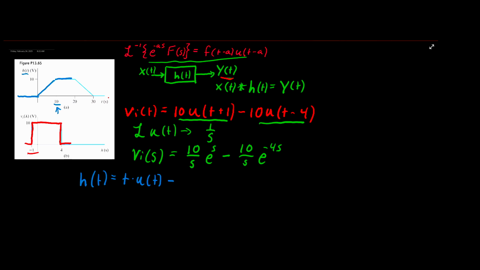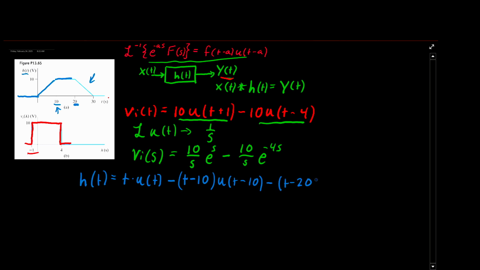So for this part, I'm going to subtract (t minus 10) u(t minus 10). And this is going to stay constant until we hit 20. And then again, we're going to begin sloping down. If we look at this slope, it decreases by 10 over a span of 10, so we have a slope of negative t, but we have to time shift this up to 20. So we will say minus (t minus 20) u(t minus 20).